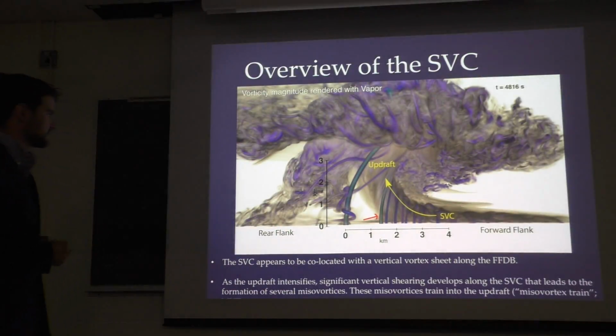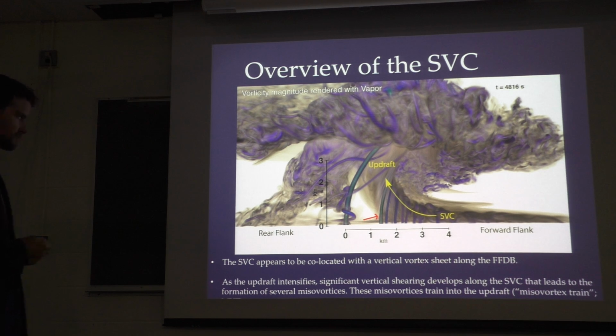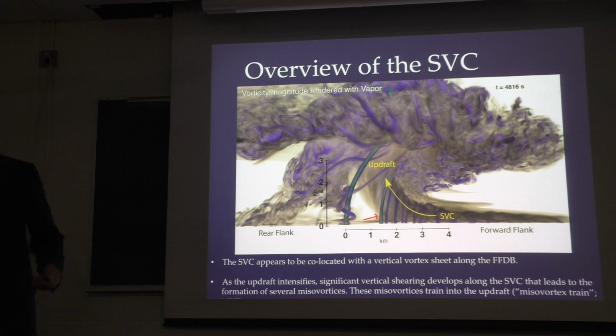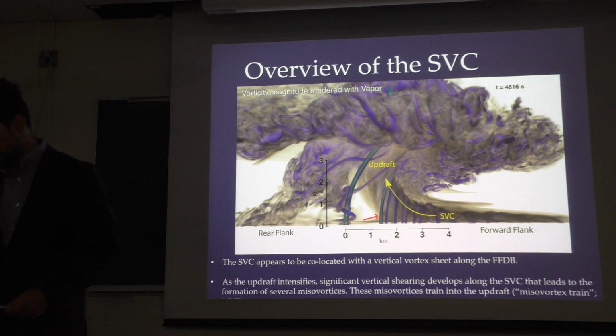So this is another look at this feature. We're pretty sure it's co-located with a vertical vortex sheet, and at a certain point, you start to get vertical shearing along the SVC, and you end up with all these smaller mesovortices. All of these mesovortices train into the updraft, and I've called that the mesovortex train, just to give it a name.